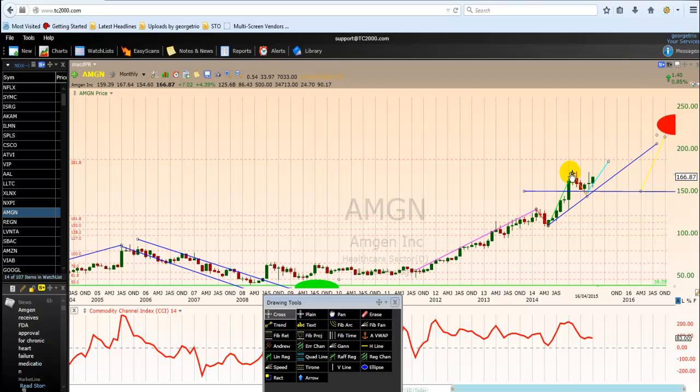Now, because the third wave is shorter than the first wave, there is a high chance that the fifth wave will be shorter than the third wave or equal to the third wave. Because if the fifth wave is longer than the third wave, that will violate the wave principle, and the third wave will become the shortest wave, which is a contradiction to the Elliott wave principle.